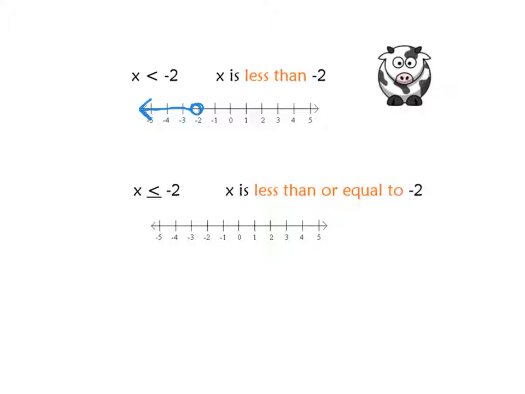The bottom one says x is less than or equal to -2. So at -2, I need a closed circle. Again, I want the numbers that are less than -2, which means I need to shade to the left again. Those numbers are smaller or less than -2.